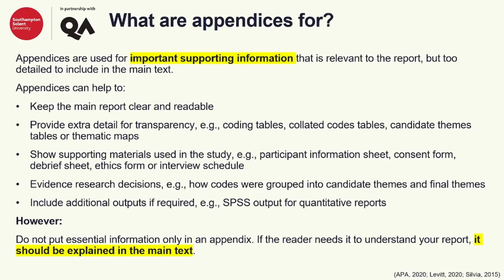However, there is one important rule. Do not place essential information only in an appendix. If readers need the information to understand your study, you must explain it in the main body. For example, the method section should explain how the analysis was conducted. You should not place the full explanation in the appendix and simply ask readers to find it there.